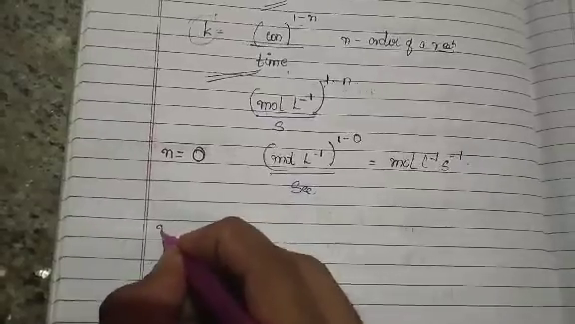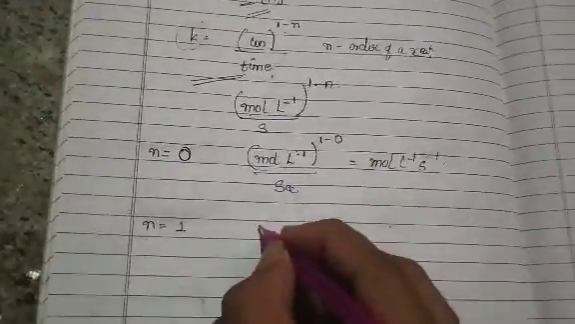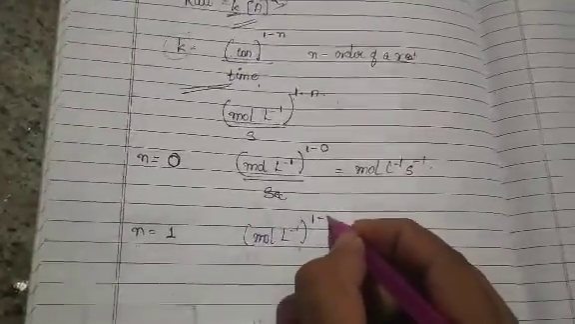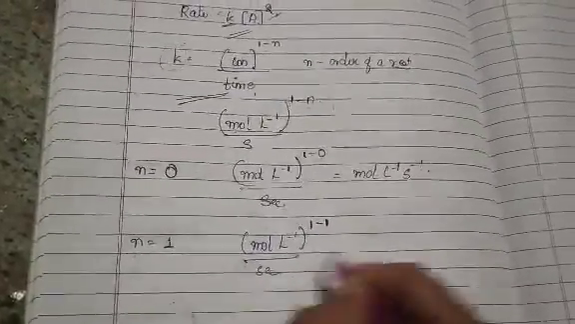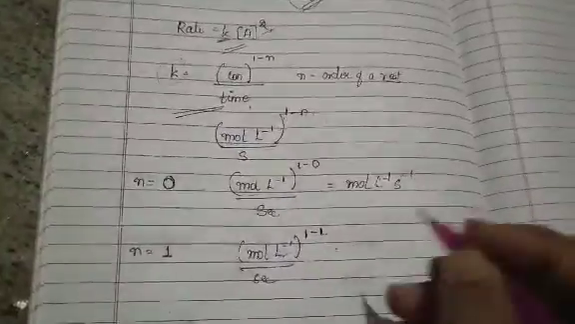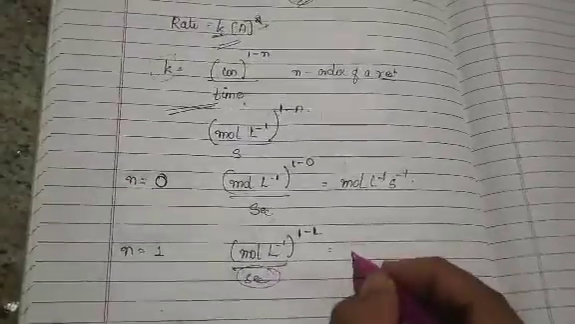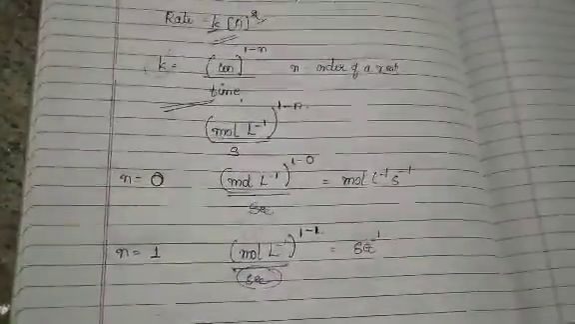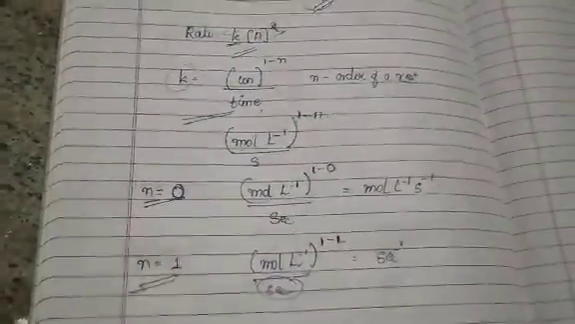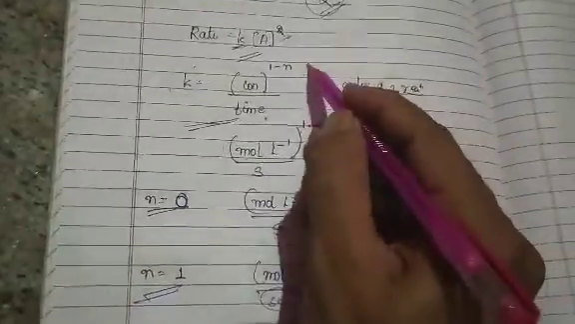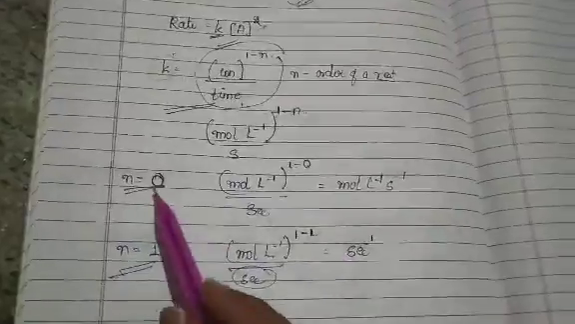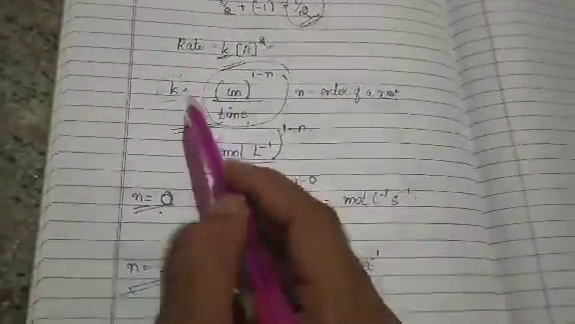But what if I choose n is equal to 1? Mole per liter to the power of 1 minus 1, divided by second. 1 minus 1 means 0, and anything to the power of 0 means 1. So what is left? Only per second. Remember, with respect to the order of the reaction, the unit of our rate constant also changes. If you remember this formula, concentration to the power of 1 minus n by time, easily we can determine the unit of the rate constant.